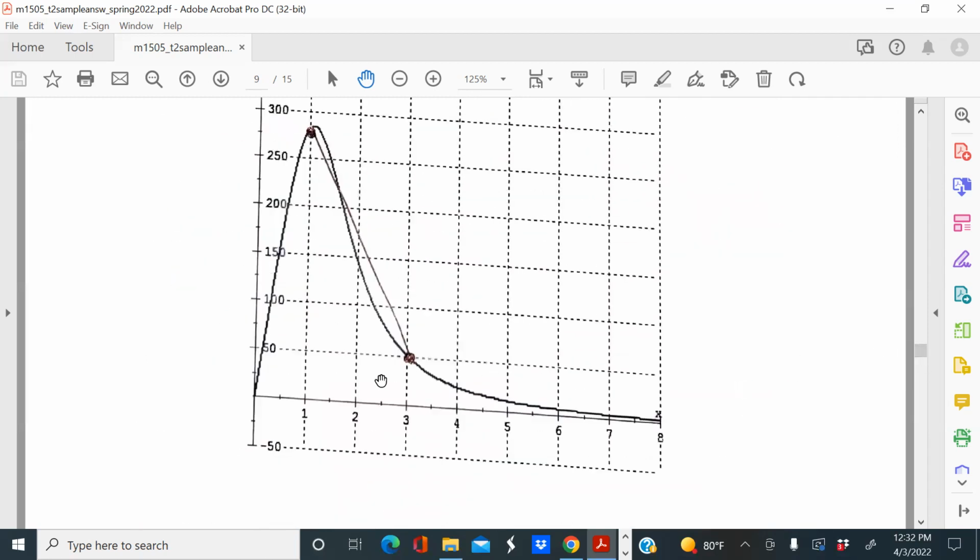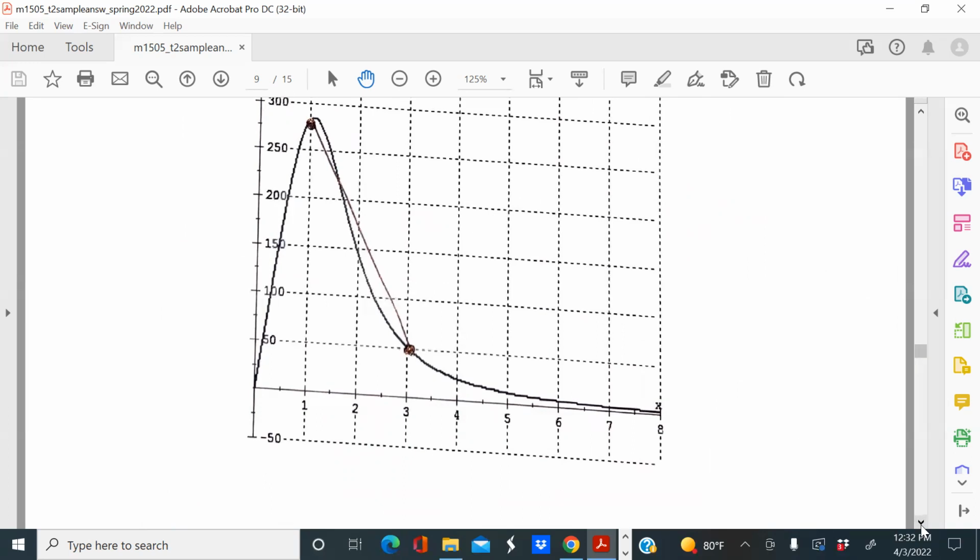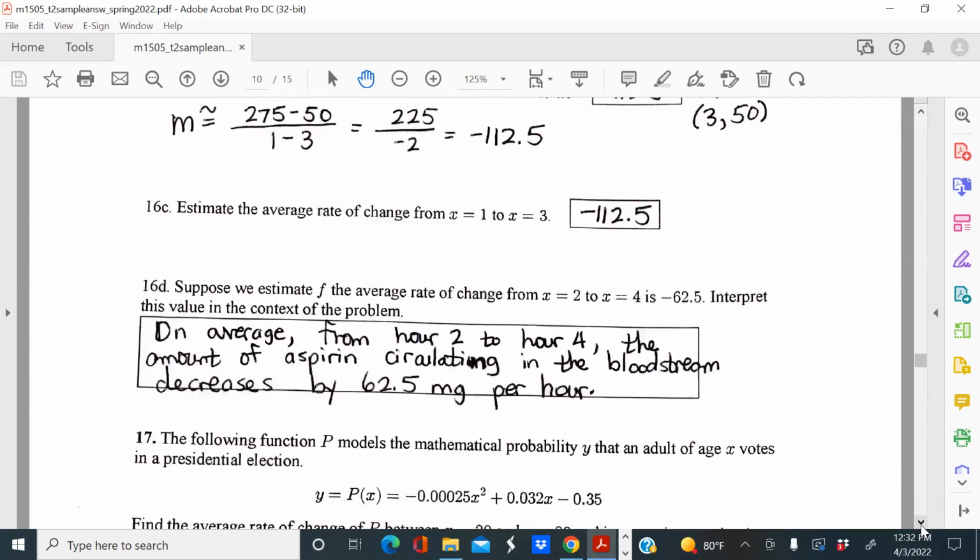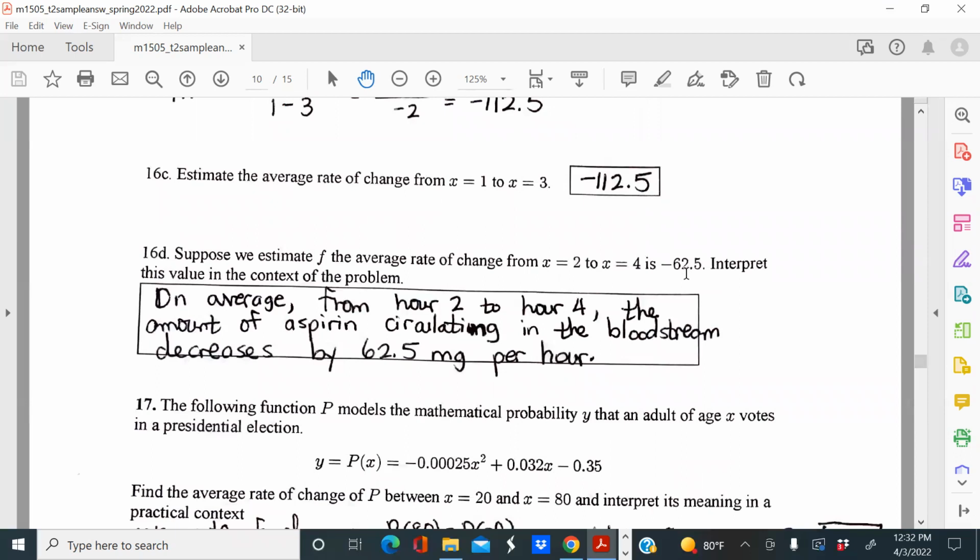So I didn't draw that secant line from x equal 2 to x equal 4. There's x equal 2 up here, right? So x equal 2 is a point about here, right? x equal 4 is a point about right there. So imagine that I drew the secant line between those 2 points and estimated its slope, and I came out with minus 62.5, right? So imagine that we had done that. And what we want to know is what's the meaning of that average rate of change, minus 62.5. So we want to interpret its meaning.